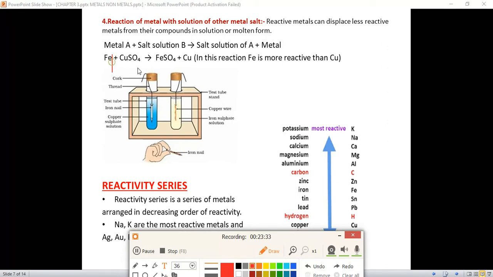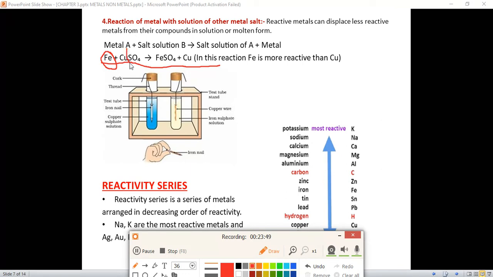If we see this reaction, Fe plus CuSO4, what product are we getting? FeSO4 plus Cu. Iron is more reactive than copper. Iron is taking the place of copper in this reaction and it is forming FeSO4 plus Cu.